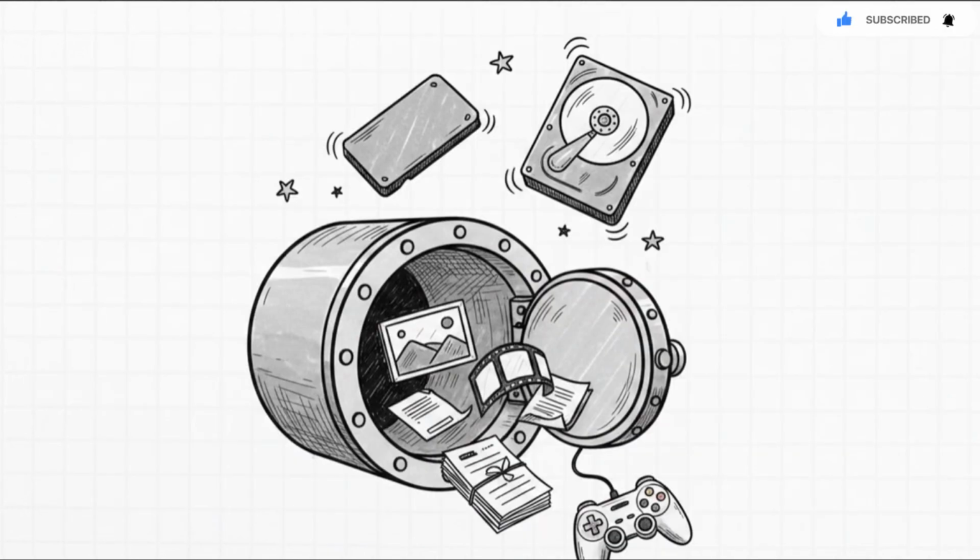Now, if RAM is the active workspace right there on your desk, your hard disk or SSD is the filing cabinet down in the basement. This is your permanent, non-volatile storage. It's the physical home where your operating system, your photos, videos, and complex game files actually reside, safely preserved even when the power is entirely shut off.